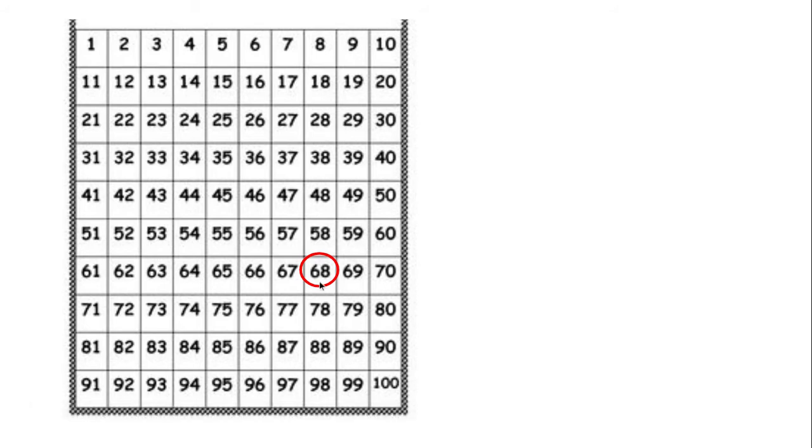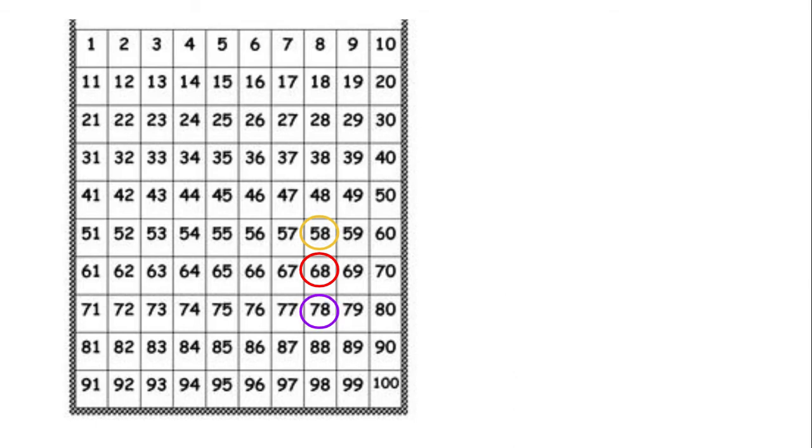So if I'm looking at 68 here, and I want 10 less, I know I go up 1, and that gives me 58. Now, if I'm at my number of interest, 68, and I want 10 more, I know that I need to go down. So 68 and then 10 more would be 78. That's right. You can see it there in the purple circle.